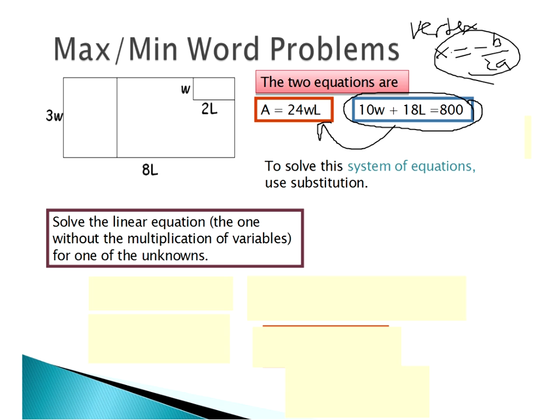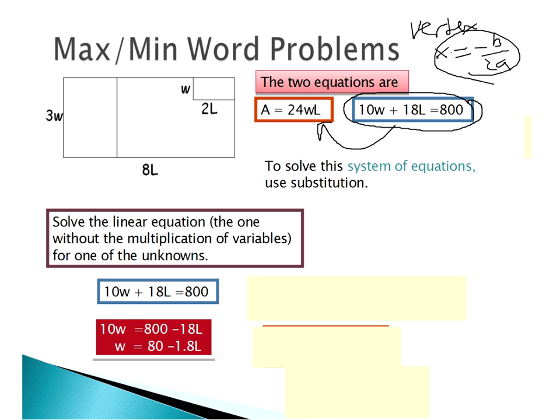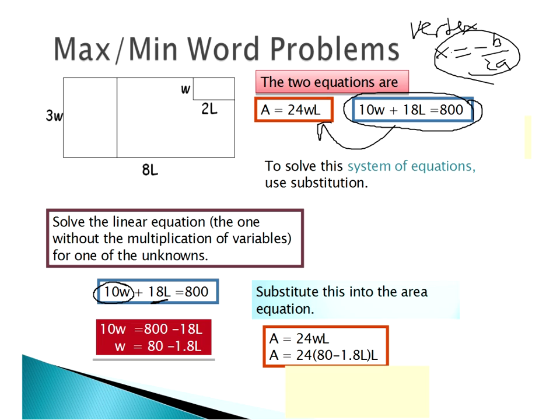I'm going to take the restricting equation, solve it for W in this case. That's not random, by the way, because I looked at this and I said, well, I'll have to divide by 10. And dividing by 10 is very easy, certainly easier than dividing by 18. So you could have solved for L, but I solved for W. I'm now going to substitute this into the area equation. And so now I can take 24L and multiply it by 80, and then by negative 1.8L. And lo and behold, I get a quadratic.